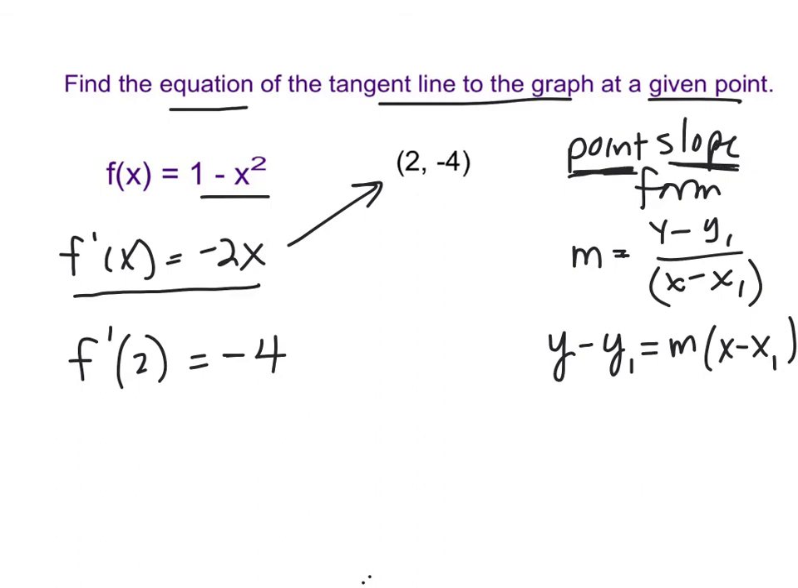So all we have to do is write it. So y minus, the y term is a negative 4, so plus 4, equals the slope times x minus 2. X goes with x, y goes with y, and this is the slope. And you're done. That's it. Full stop.